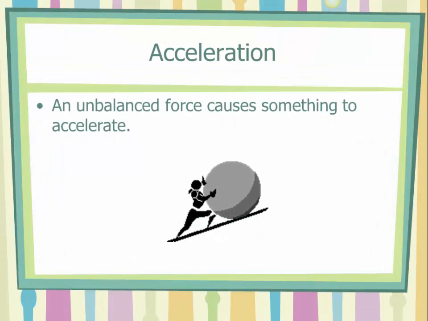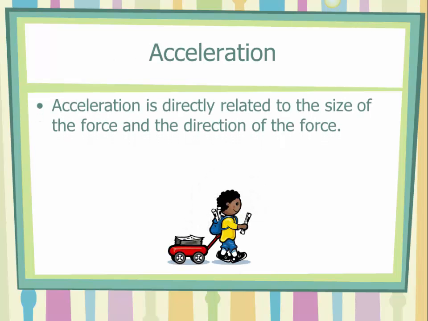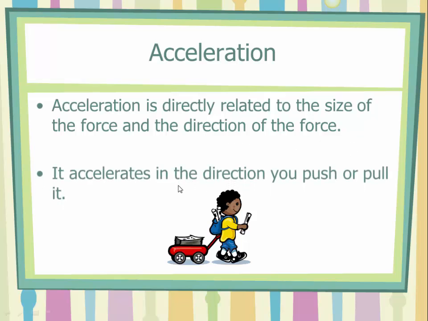So acceleration is an unbalanced force that causes something to accelerate. Acceleration is directly related to the size of the force and the direction of the force. So we always have to look at how much force is being used, and then of course what direction that force is being applied in. So it accelerates in the direction that you push or pull.